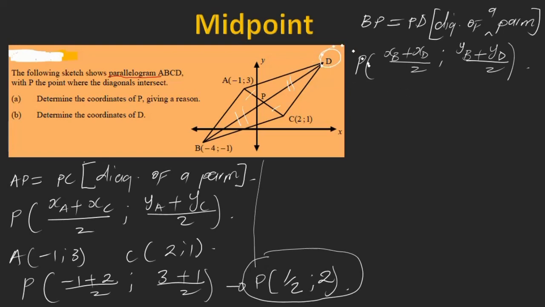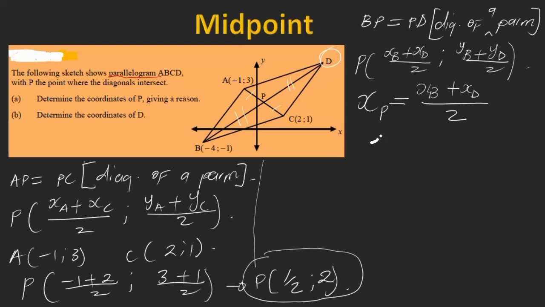So the end point of this line, which is D, I can use coordinates of the starting point and the midpoint to find the end point. So now, what do I know? I know that for me to find coordinates of P, which is the midpoint in this case, the x coordinate of my midpoint will be equal to the x component of B plus the x component of D, all of this over 2, right?